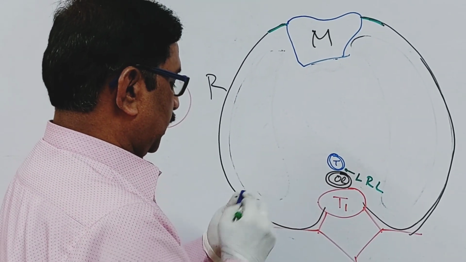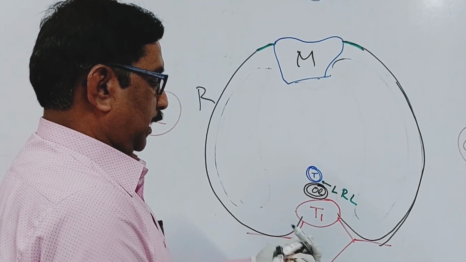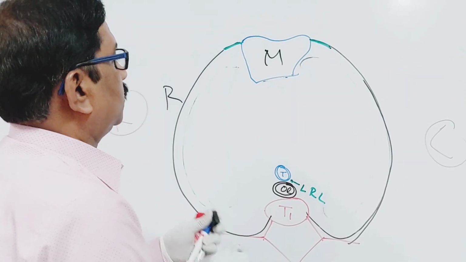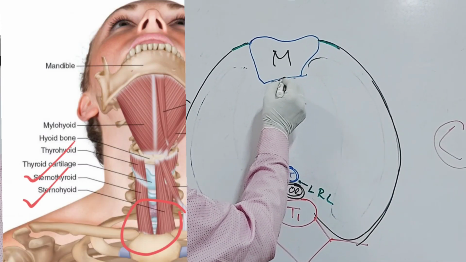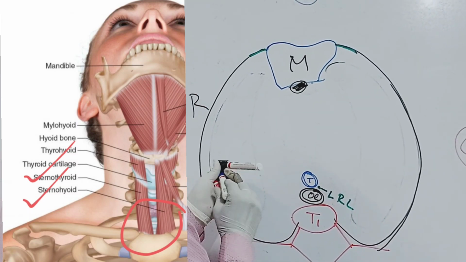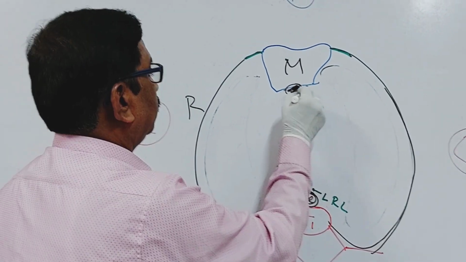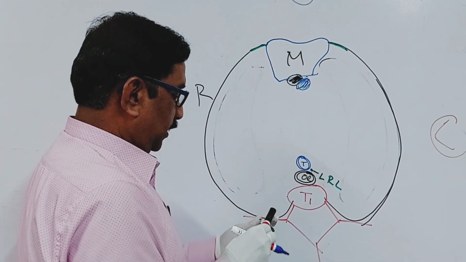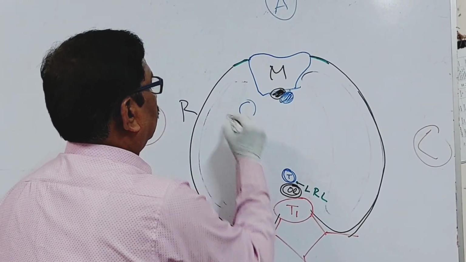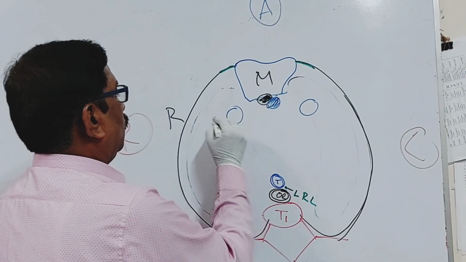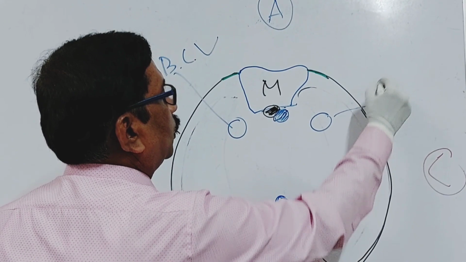Anteriorly, if I go to the anterior side, here you will get two important muscles arising from the sternum, sternothyroid and sternohyoid. Just behind it, important vessels are there. One on the right side, one on the left side, called the brachiocephalic vein, the right and left brachiocephalic veins.